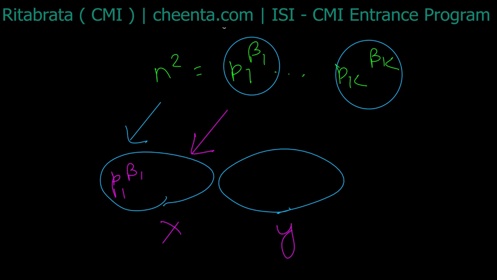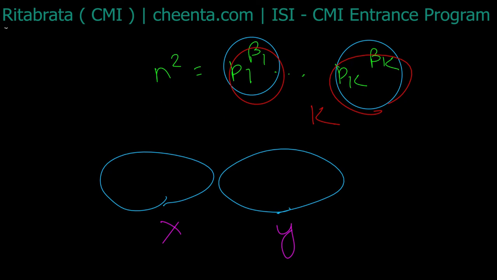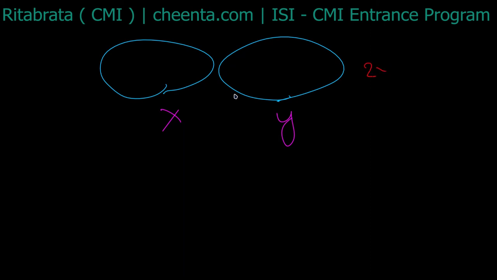So each of p1 to the power beta 1, p2 to the power beta 2, up to pk to the power beta k either totally lies in x or totally lies in y. So I have k factors. Each factor has two choices, either go in x or go in y, and each choice gives a unique factorization up to permutation. So my total number of choices is 2 times 2 up to 2, k times, that is 2 to the power k. So the number of possible factorizations is 2 to the power the number of distinct prime factors of n.